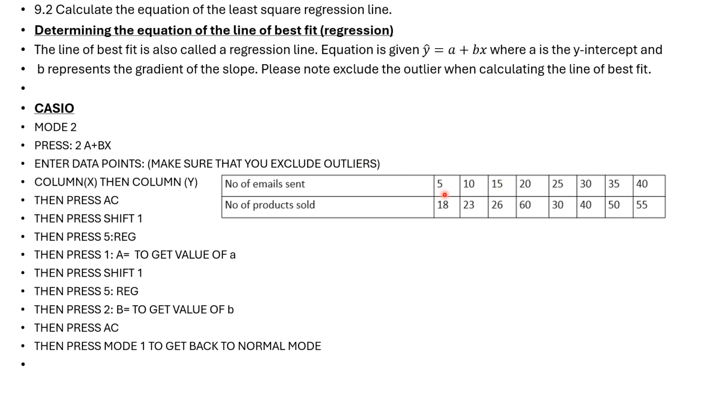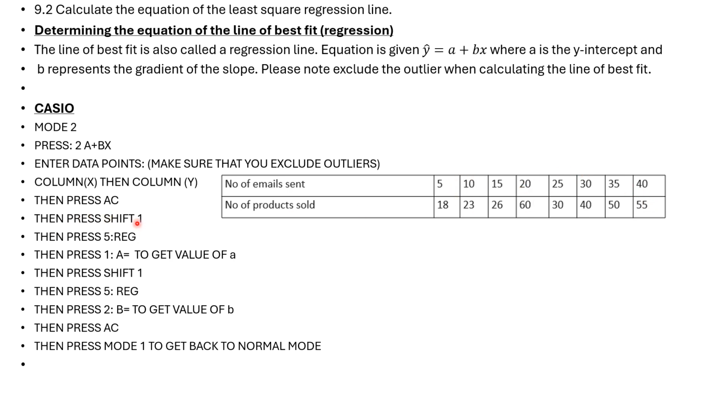So in the one column, we're going to add 5, 10, 15, 20. So we're going to press 5 equal, 10 equal, 15 equal, 20 equal, 25 equal, all the way to 40 equal. Done there, we're going to do the second column, 18 equal, 23 equal, 26 equal, 60 equal, 30 equal. Okay, the 20 and 60 I have to exclude, but 30 equal, 40 equal, 50 equal, and 55 equal. I've done entering my points. I then press AC.